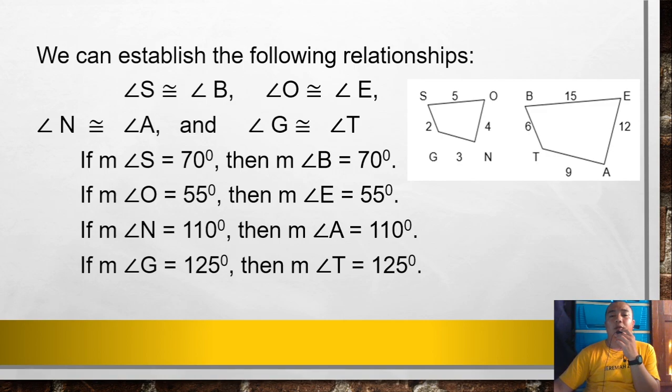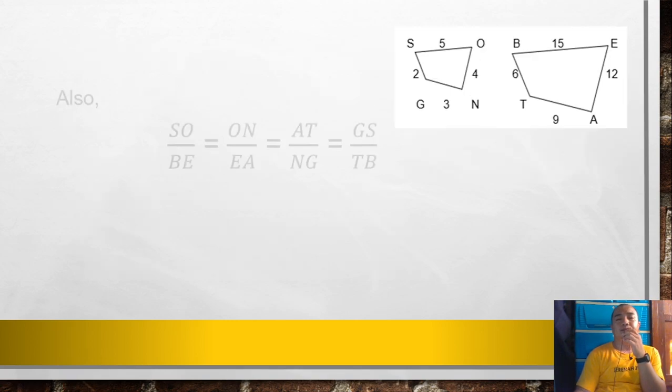We can establish the following relationships. Angle S is congruent to angle B. Angle O is congruent to angle E. Angle N is congruent to angle A. Angle G is congruent to angle T. If the measure of angle S is 70 degrees, therefore angle B is also 70 degrees. If angle O is 55, angle E is also 55. Angle N is 110, angle A is also 110. Angle G is 125, angle T is also 125 degrees. Corresponding angles are congruent.